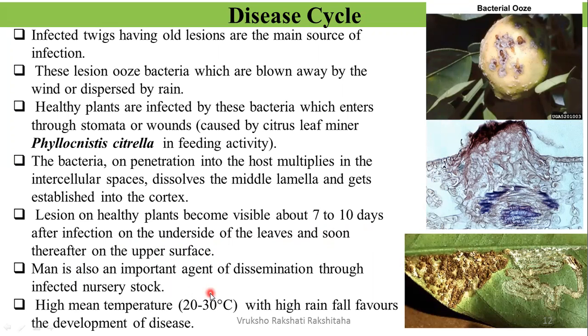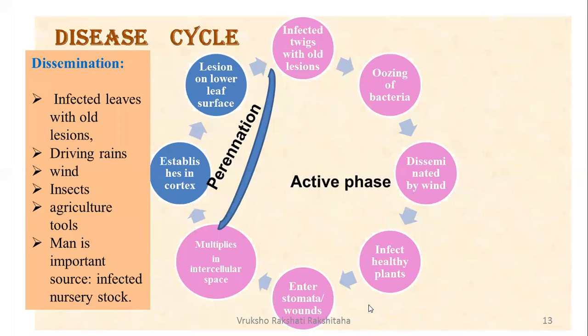Man is also an important agent of dissemination through infected nursery stock. High mean temperature, which ranges from 20 to 30 degrees centigrade, and the rainfall favors the development of the disease. This is another pic of the disease cycle.